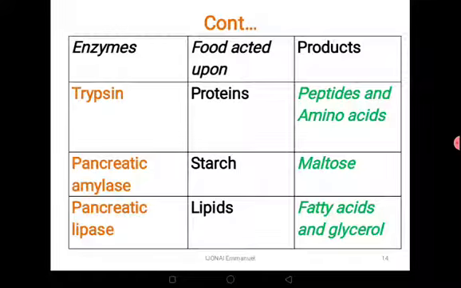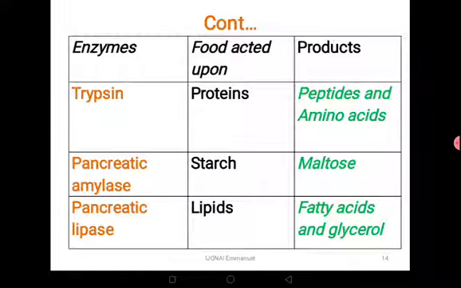Then we have pancreatic amylase, which breaks down starch to maltose. Remember, amylase is also found in the saliva, salivary amylase, but not all the starch was broken down from the mouth. So some starch will continue being digested in the duodenum, where there's another amylase enzyme called pancreatic amylase, breaking down starch into maltose. Then we have pancreatic lipase, which breaks down lipids to fatty acids and glycerol.